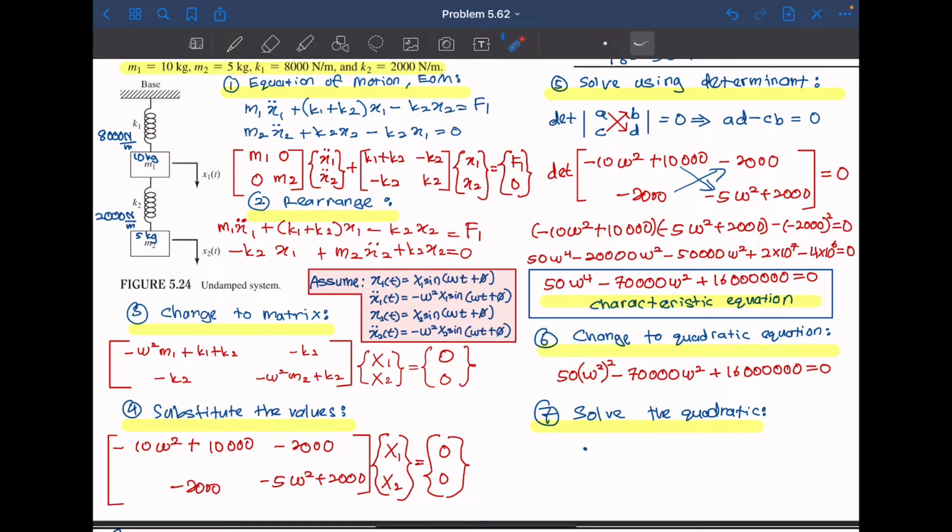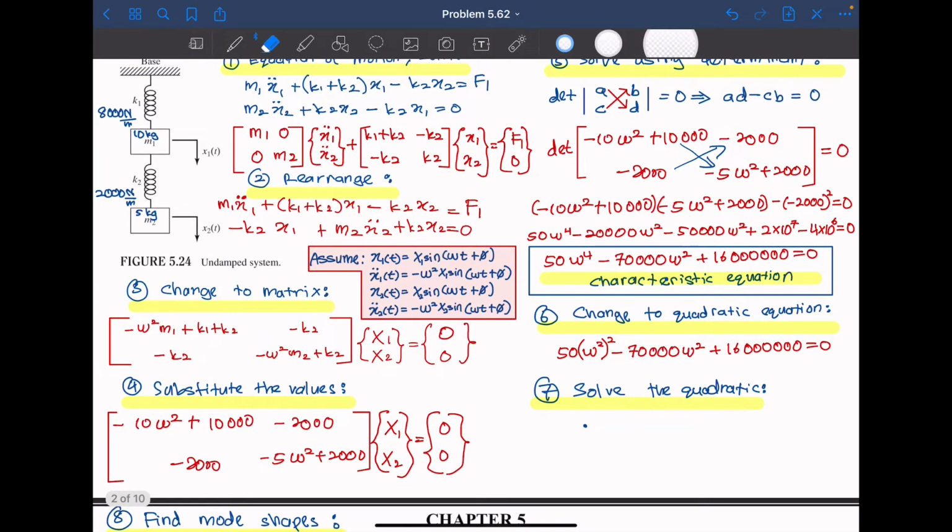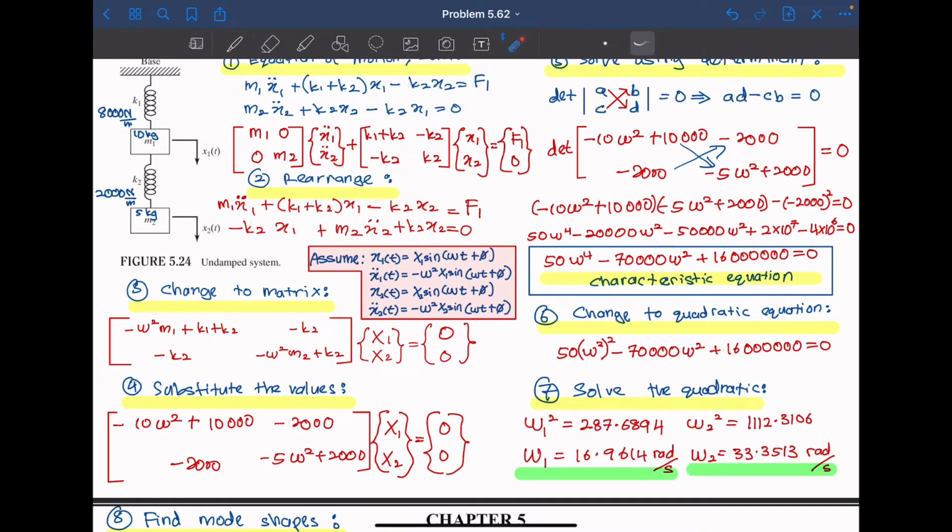Then you just plug your a, b, and c into your calculator. Solve the quadratic equation using your calculator. Plug in the a, b, and the c. Then you'll get your omega. Remember, whatever is solved by your calculator is in terms of omega squared, because as you can see here, it is in terms of omega squared.